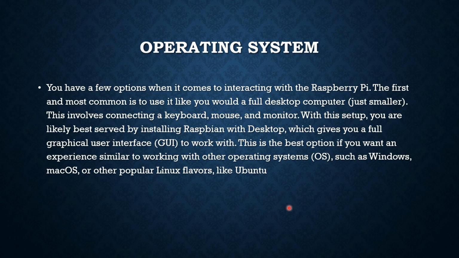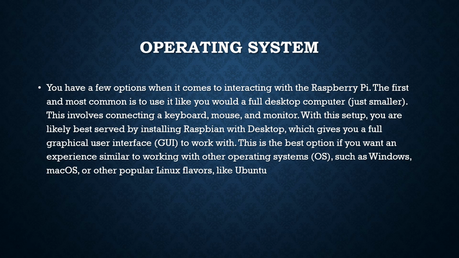Now we can see what is the operating system used there. We have a few options when it comes to interacting with the Raspberry Pi. First and most common is to use it like you would a full desktop computer. This involves connecting a keyboard, mouse, and a monitor. With this setup, you are likely best served by installing Raspberry Pi OS with desktop, which gives you a full graphical user interface to work with.